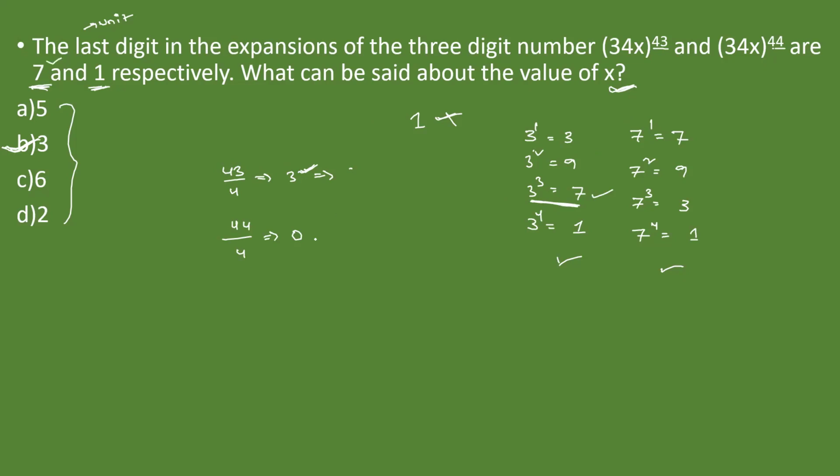That is satisfied. When remainder is 0, what we will take? When remainder is 0, we will take the fourth power. Okay. I have clearly explained about this in my fourth section, number system fourth session. So please go through that. So here, fourth power is what? 1. So 7 and 1 are satisfied. So we will mark 3. In this manner also you can write your answer.